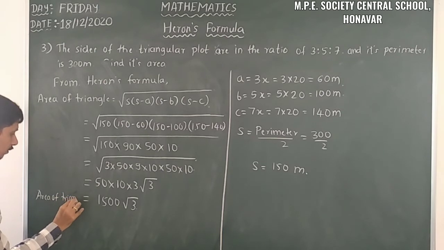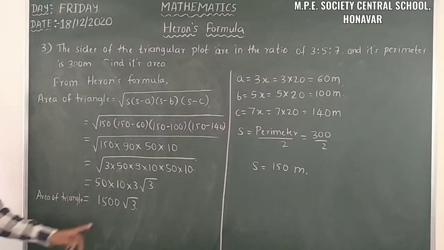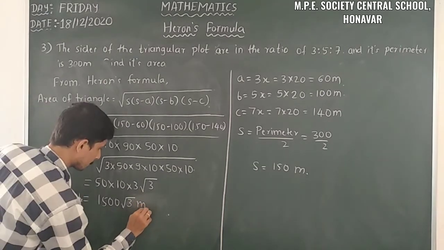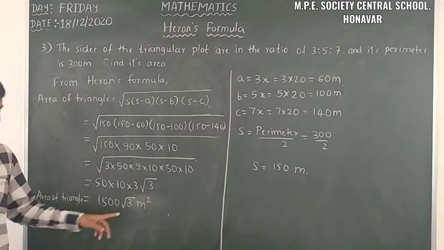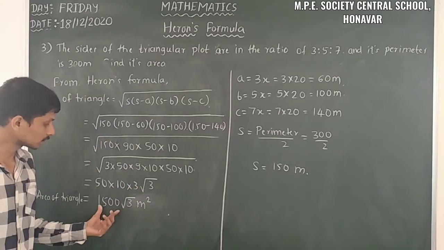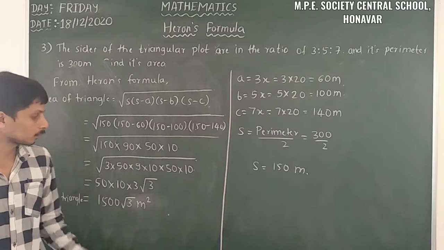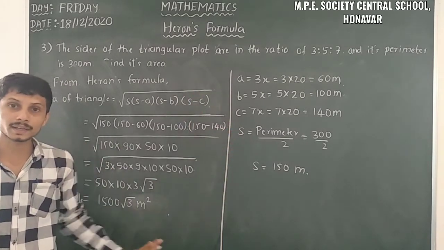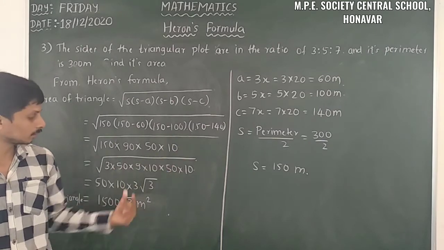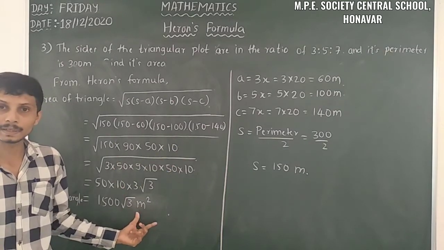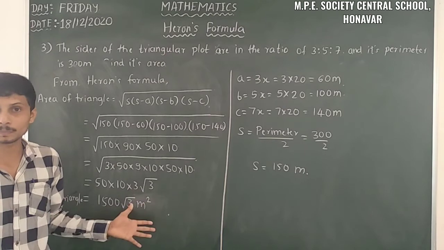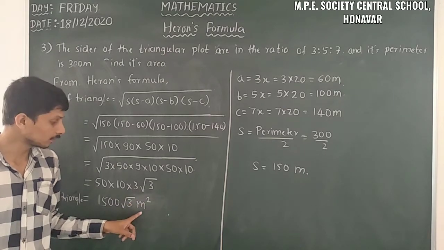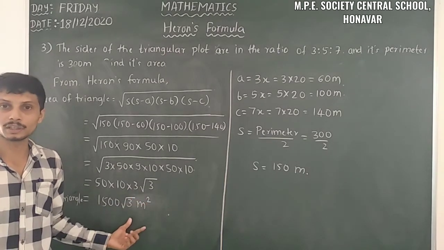Area of triangle is equal to 1500 root 3. Yes, so here we have 1500 root 3 meter square. Here we have to write the meter square because all the units are in meters. So that's why we have to write the meter square here. You have to check when we have to write the units.